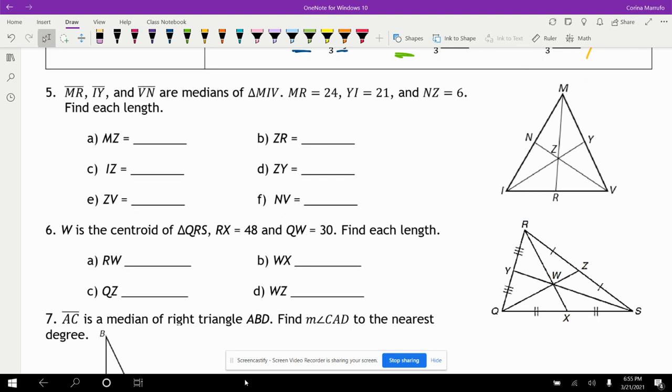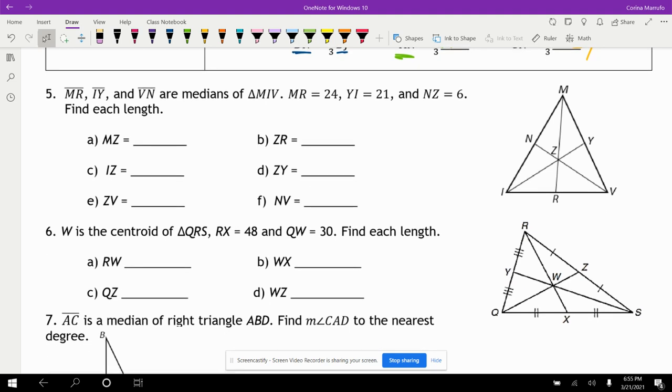All right, so here MR, IY, and VN are medians. They already tell us that they're medians. So it tells you from M to R is 24. That means that this whole line from here to here is 24. What I'd like to do is cut that whole thing into 3 pieces. So this piece right here, I'm going to cut it into half. So that's one piece. This is another piece here. And then this is another piece. All those pieces are equal.